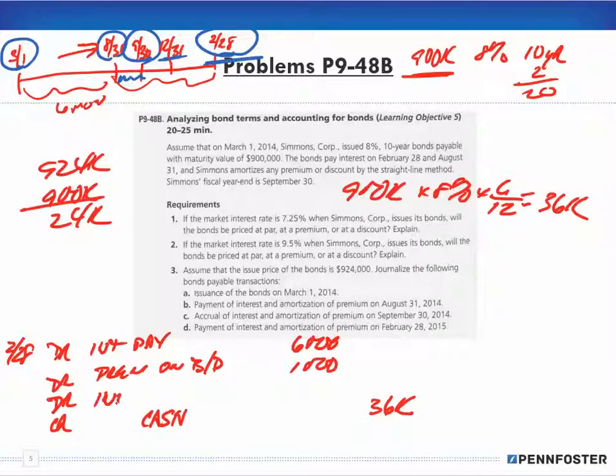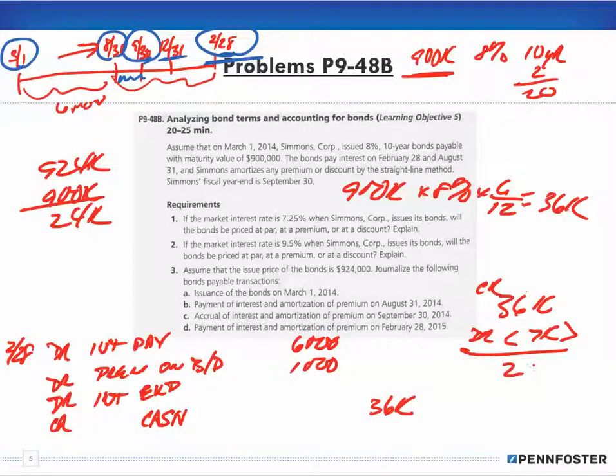So what does all this go to? It goes to interest expense. I have 7,000 for my debits and 36,000 as a credit. The difference between the two is 29,000, so my interest expense ends up being 29,000. And that's the entry that's going to be made for February 28th.